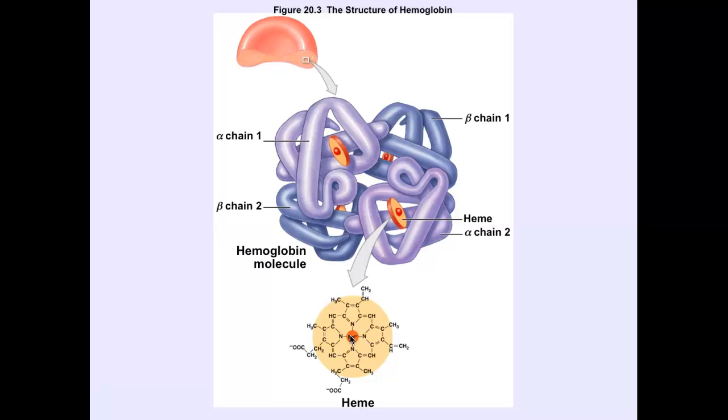Because this is a metal that we can't make, our bodies don't do that. So we have to get it through our diet. And if you don't have enough iron in your diet, a lot of you already know that we have a disorder called anemia. Anemia is a condition where blood lacks enough healthy red blood cells or hemoglobin.